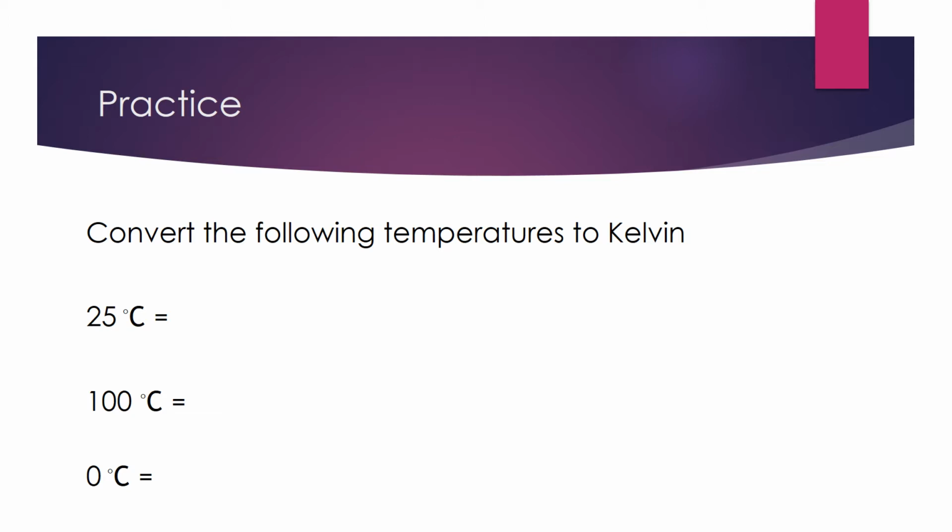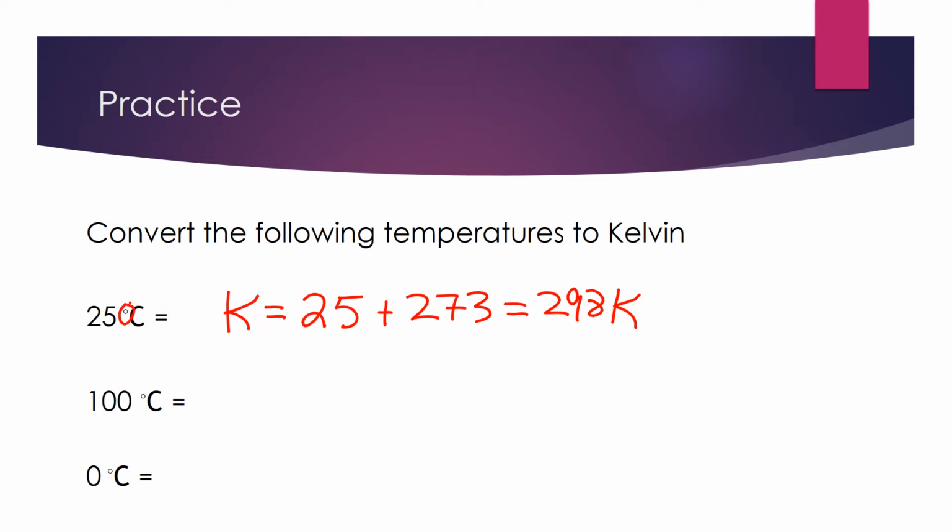Okay, so I want you to practice converting these temperature values into Kelvin. Take a moment, pause your video and see if you can do that. Okay, so 25 degrees Celsius. To find the Kelvin temperature, we have to take those degrees C and add 273. So 25 degrees Celsius is 298 Kelvin. Notice I'm not using a degree symbol for Kelvin. When we write the Kelvin temperature unit, we just write the capital K.